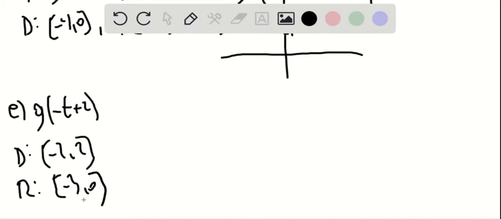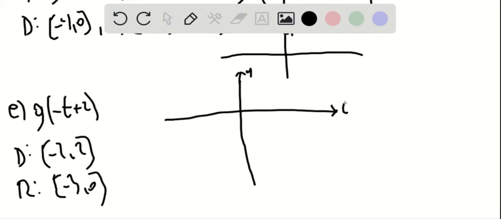Okay, so this graph is going to look like so. Here's our y-axis, our t-axis. Now the vertex is down here at -3. Then we come up and we hit right here. This is going to be 2 on the t-axis, and then -2 over here. All right, and there is the graph of g of negative t plus 2.